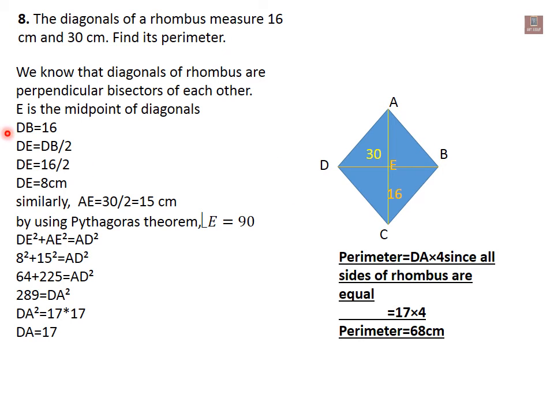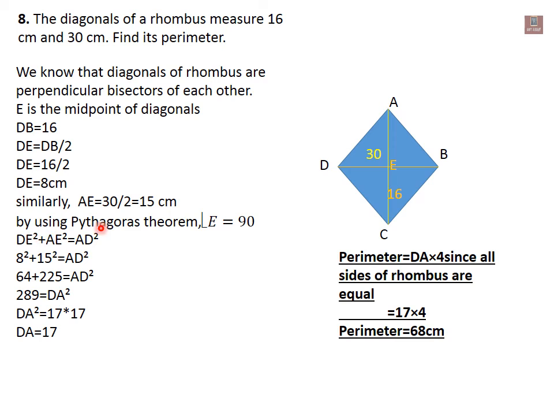Okay. So, if DB is equal to 16, then what is DE? DB by 2. DE is half of this length. So, DE is equal to 16 by 2, 8 centimeter. Okay. Similarly, this AC is 30. So, AE is 30 by 2. AE value is 30 divided by 2, which is 15 centimeters.